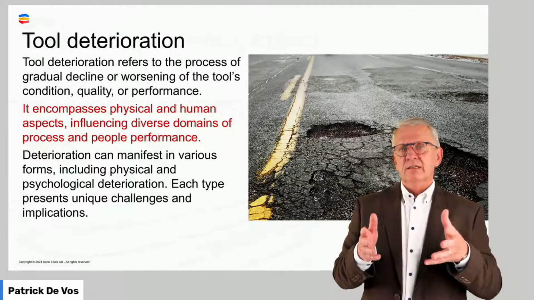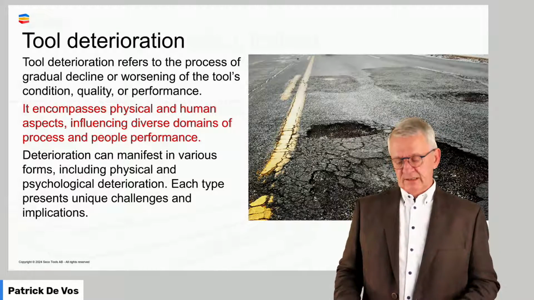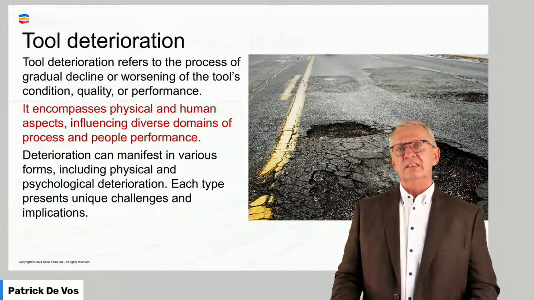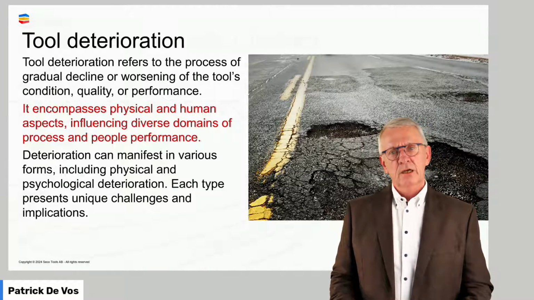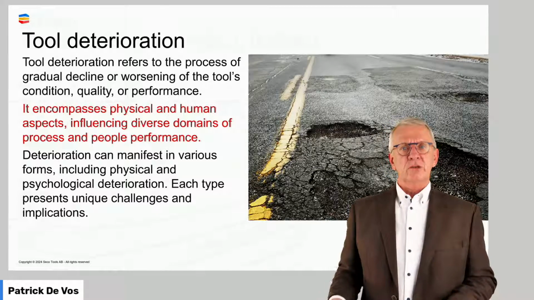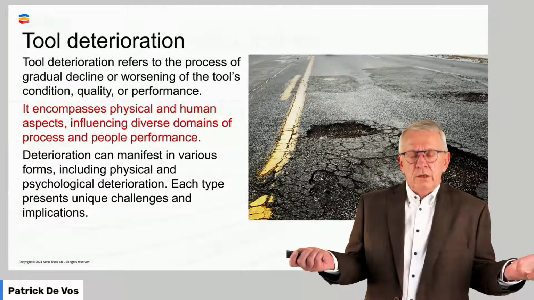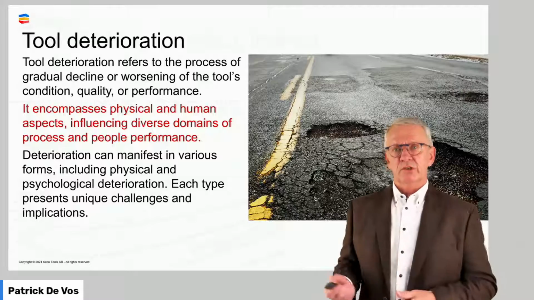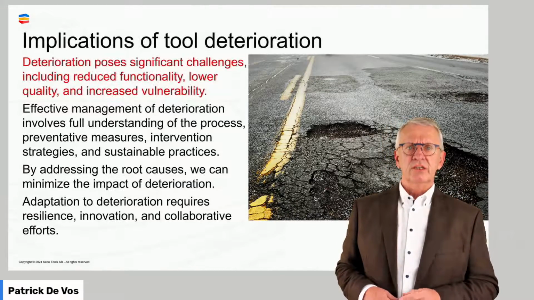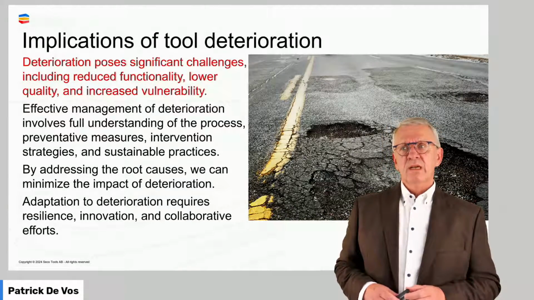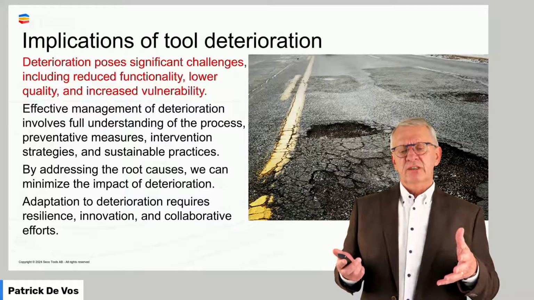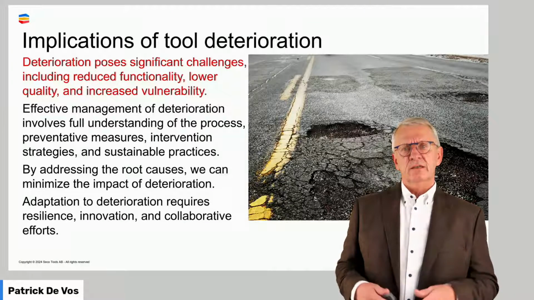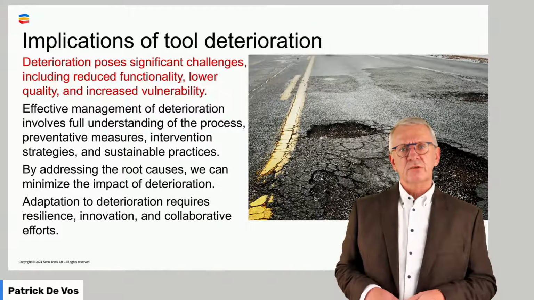And you see the picture here behind me. It's a road with deterioration. And if you have a car on such a road, this deterioration is not so good for the car. But it is also going to influence the behavior of the driver. And that's what I mean, you have physical stuff and you have mental stuff going on if you talk about deterioration. And deterioration as such gives people in manufacturing serious challenges or problems, whatever you want to call it.